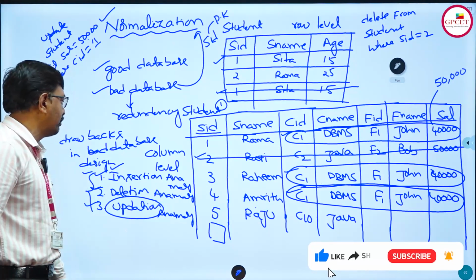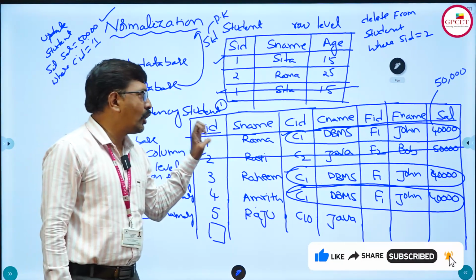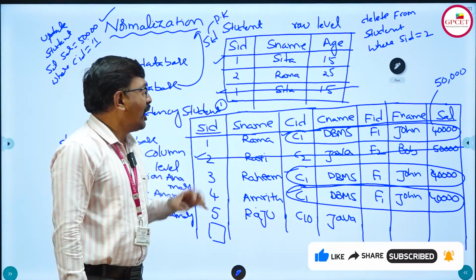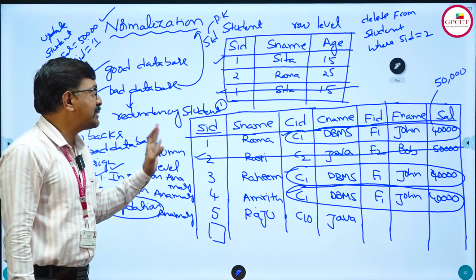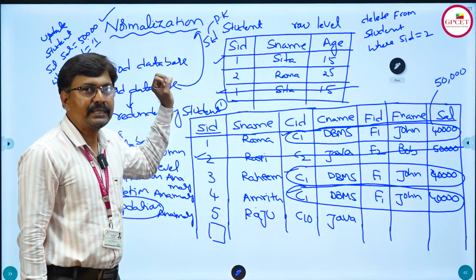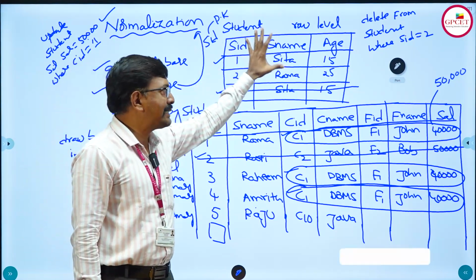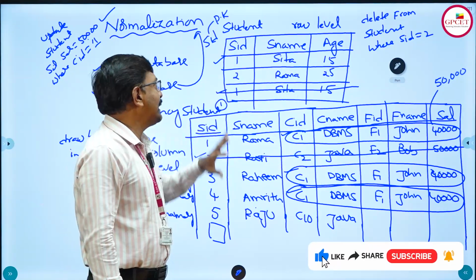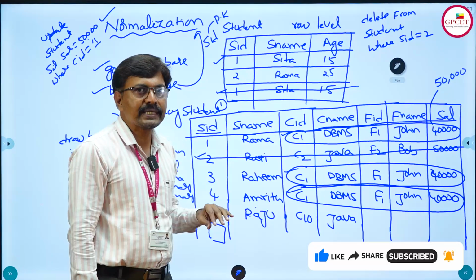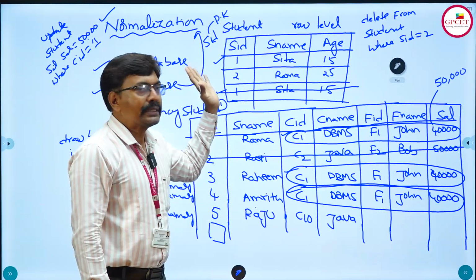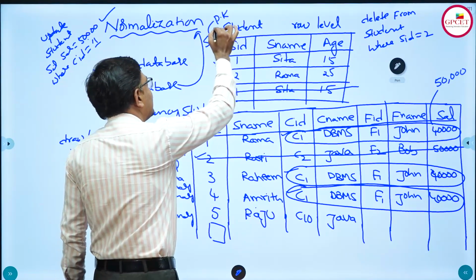What is the insertion problem? A deletion problem, updation problem. These are the drawbacks in bad database design. How can we say that the given database is a good database or a bad database? A good database means there is no redundancy. Redundancy means repetition or duplication of data. There are row level redundancy and column level redundancy. In row level redundancy, observe here 1 theta 15, 1 theta 15, the 2 rows are the same. That is why we remove this duplication of data by using the normalization technique, by using SID as a primary key.